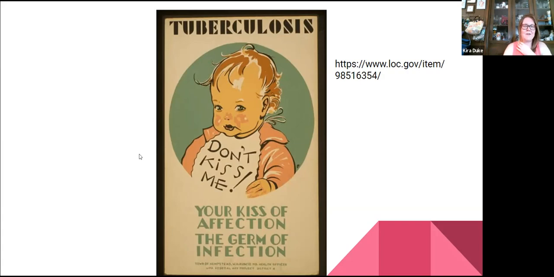All right, we see just about everybody has responded, and it's pretty widely spread out. All right, so I'm gonna end the poll. The winner by a small margin was the final poster there with the small kid, "Don't kiss me." In second place, the very first poster, "Obey the Rules of Health." And then the TB family and TB in the schools as the next two.